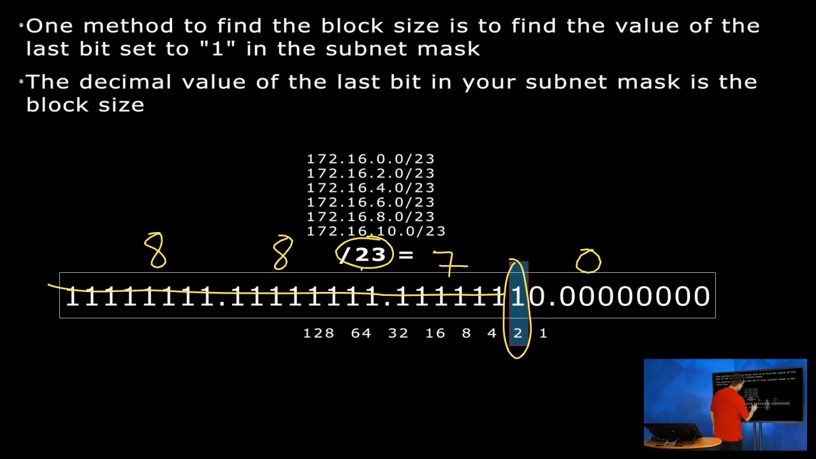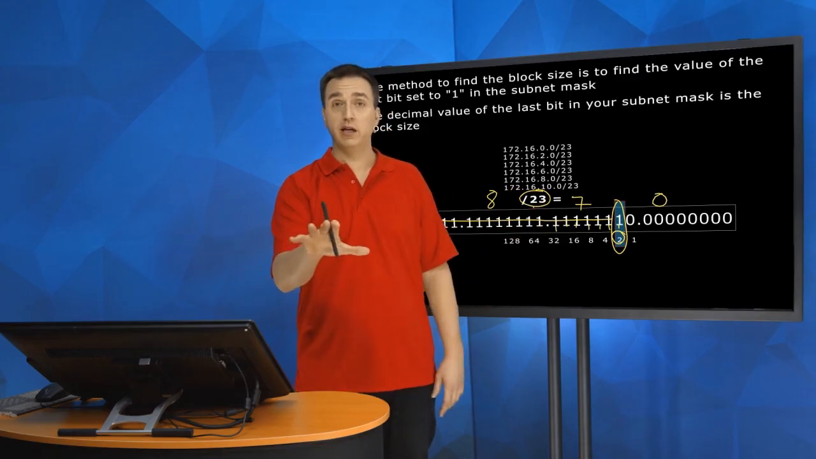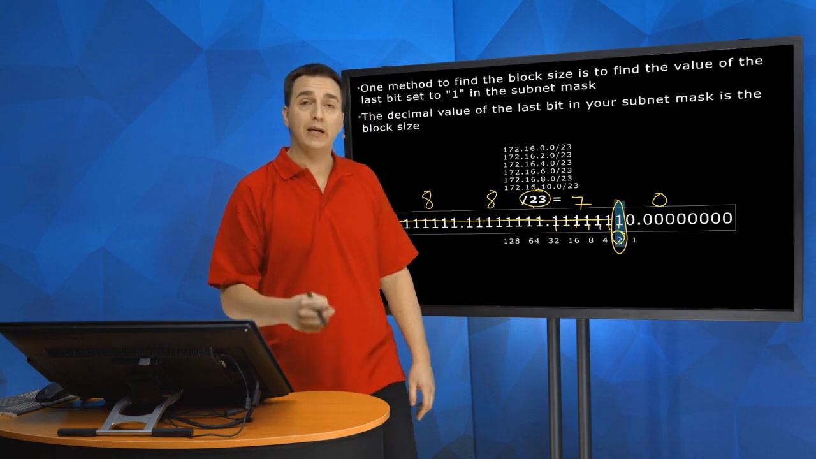So this value here would have a value of 128. This one would have a value of 64. This one would have a value of 32, 16, 8, 4. Look at that. 2. So the value is 2 in this case. With that in mind, we have our block size. That's right. The block size is 2. We're counting by 2.